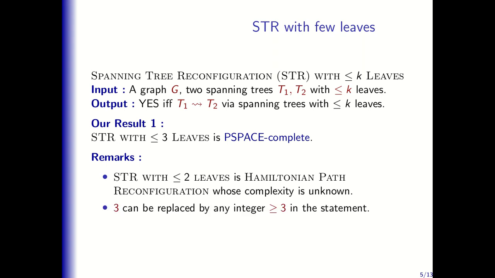In the statement, I say that spanning tree reconfiguration is hard with at most 3 leaves, but we can replace the 3 by any integer larger than 3 in this statement. Okay, so the hard part is really what happens for 3.